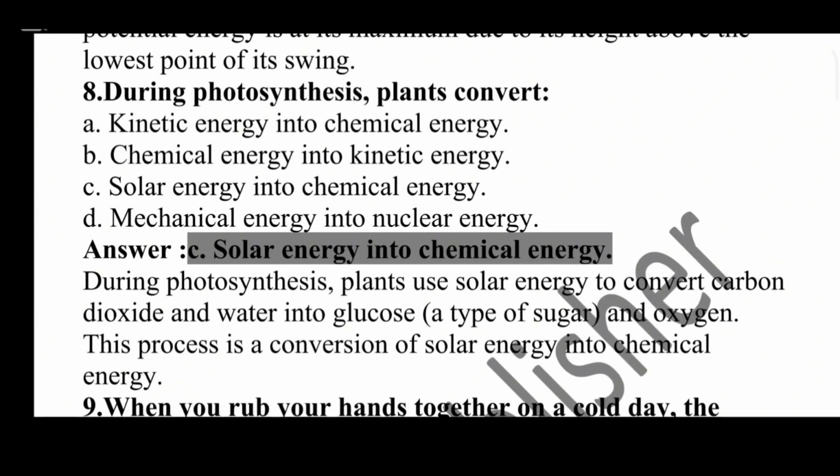During photosynthesis, plants use solar energy to convert carbon dioxide and water into glucose, a type of sugar, and oxygen. This process is a conversion of solar energy into chemical energy.